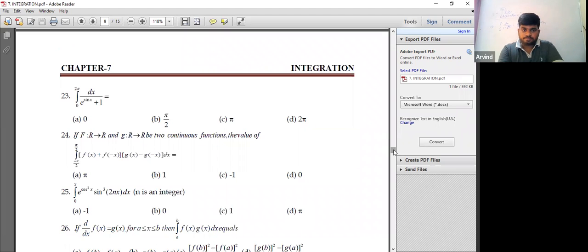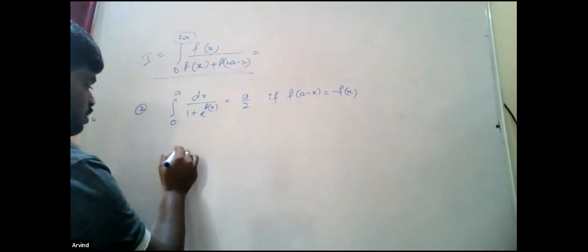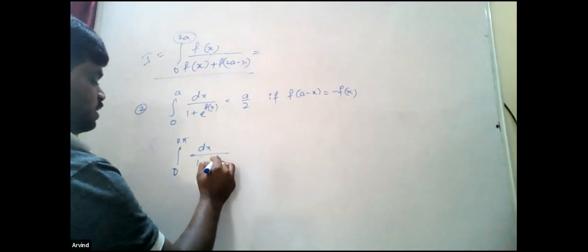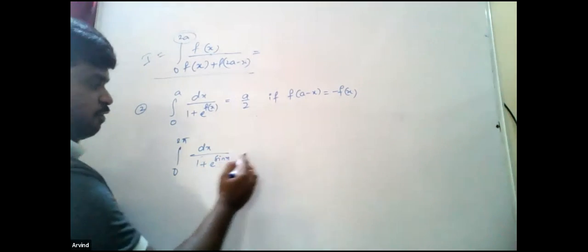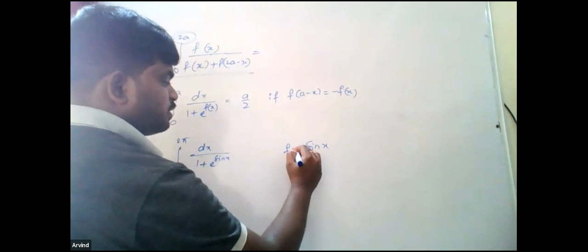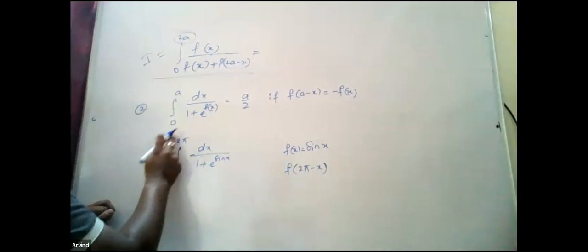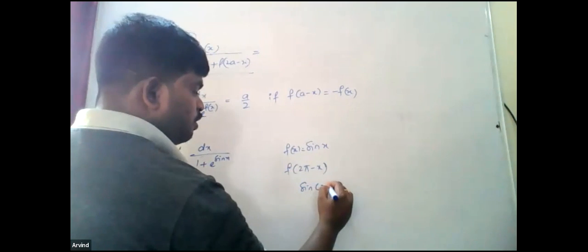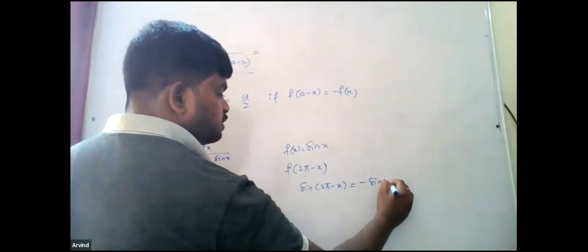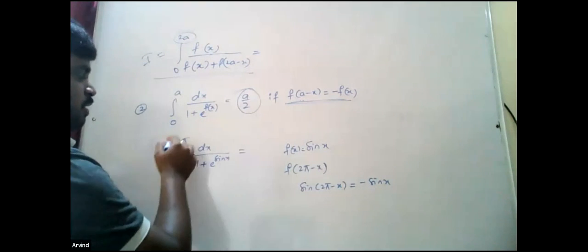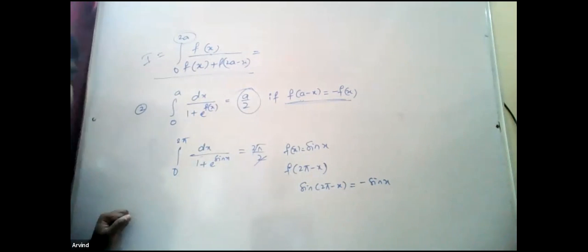The 23rd one is similar to the formula that I have given. 0 to 2 pi dx by e power sin x plus 1. It is actually 0 to 2 pi dx by 1 plus e power sin x. Now observe, sin x is my f of x. If f of 2 pi minus x, here 2 pi is in place of a, that is sin of 2 pi minus x is equal to minus sin x. So this condition is satisfied. If this condition is satisfied, then I can write it as a by 2, a means 2 pi by 2. 2 gets cancelled, then it is pi.